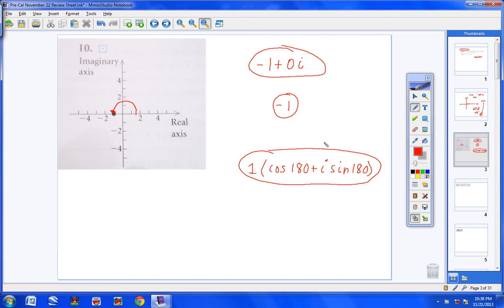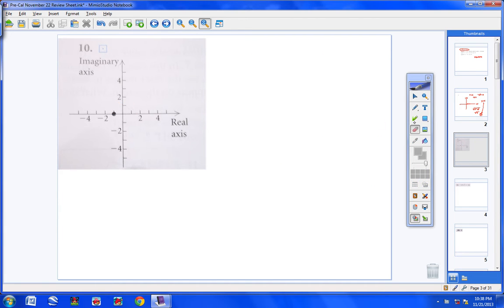What if this ordered pair had not fallen right on an axis? I want to address that very quickly, okay? What if it would have been this point right here? How do you write that point in trig form?